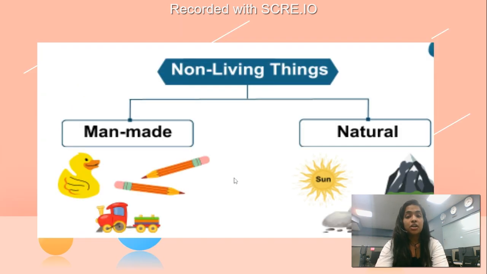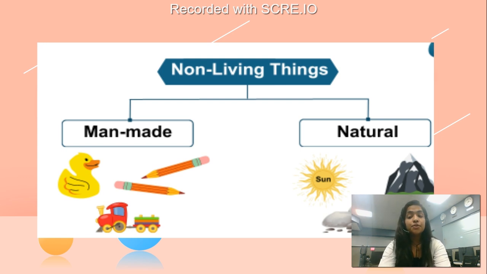Now, non-living things. Non-living things are man-made as well as natural. So non-living things do not grow and develop. For example, a rock remains the same size unless acted upon by external forces. If we produce pressure on the rock, it will break down into pieces, but it will not reproduce. No reproduction.